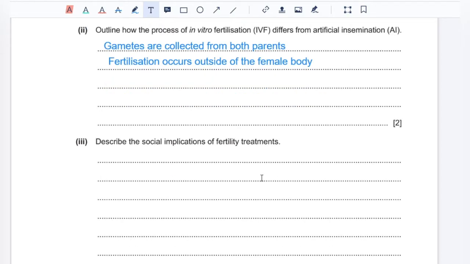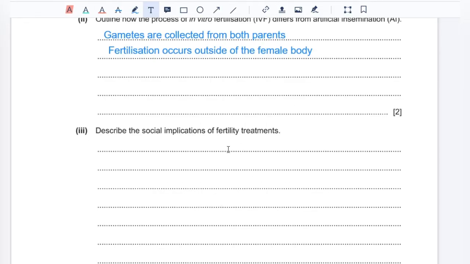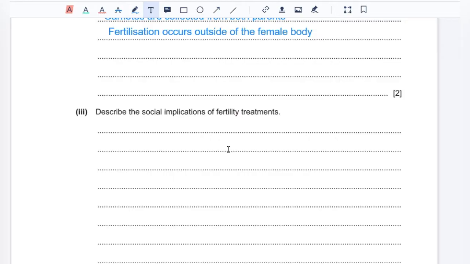3. Describe the social implications of fertility treatments. In this part, you'll have to describe the pros and cons of fertility treatments. The advantages would include the fact that screening the embryo before introducing it into the uterus can reduce genetic disorders. So, prior to inserting the embryo into the uterus, you'd be able to see if the cells of the embryo have any disorders, and if they do, they can be discarded, and if they do not, then they can be implanted into the uterus. The benefits also include the fact that fertility treatments allow infertile people to have offspring.